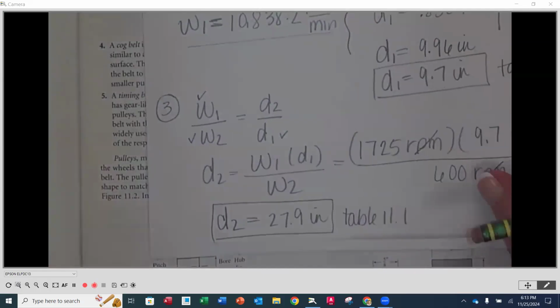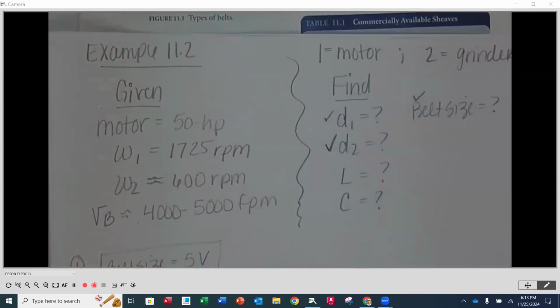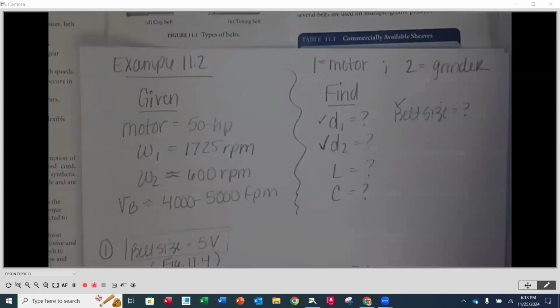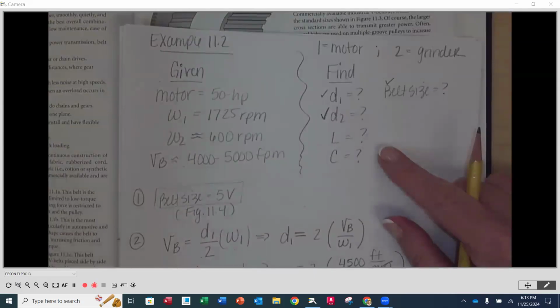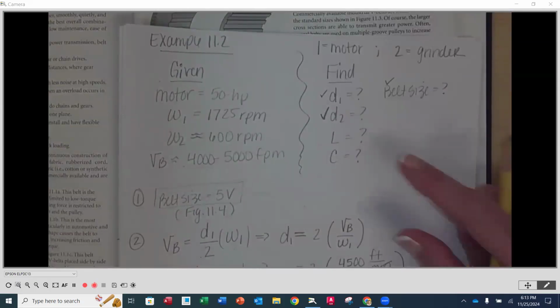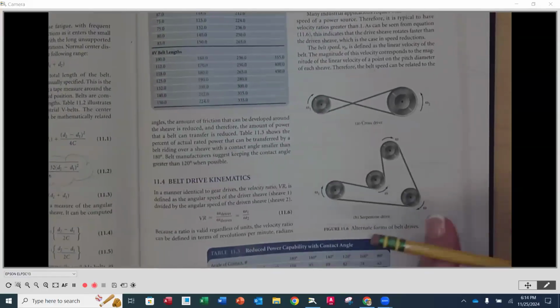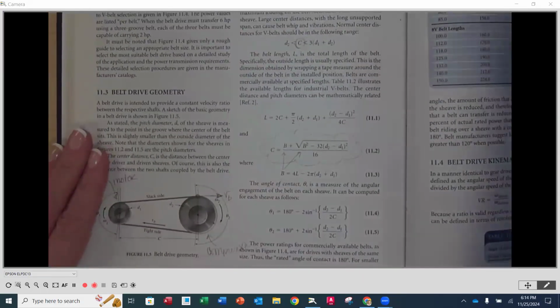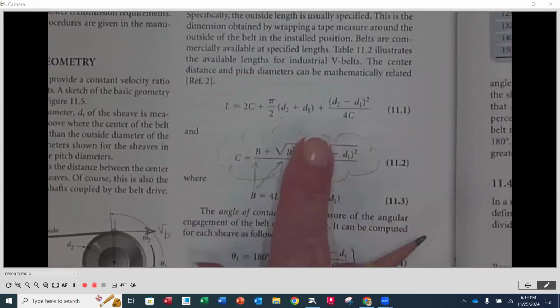All right, so that means that we have D2 picked out, okay? This is good. So now what do we need to do? We need to do our length and our center distance, okay? So let's look at the equation for the overall length of the belt. Here's the equation on page 304.